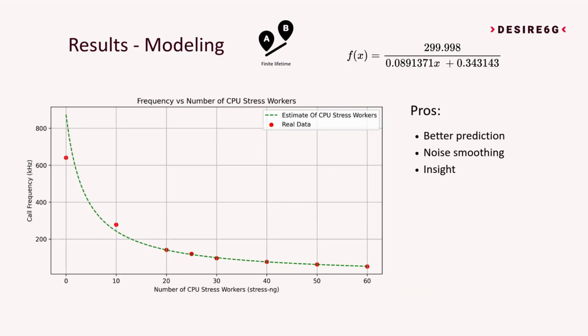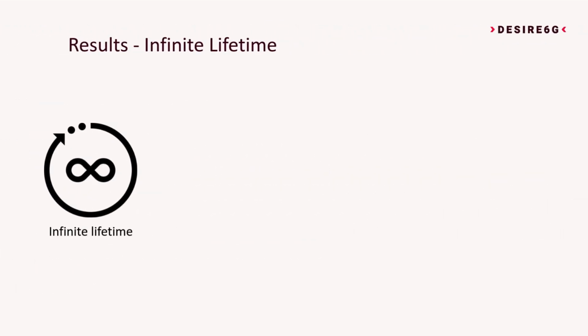Its key advantages include improved prediction accuracy, greater resistance to noise, and the ability to provide more meaningful insights into performance trends. However, it also has drawbacks: reduced precision at very low stress levels, and a higher computational cost compared to linear interpolation. In one of our first tests, as an example of an infinite lifetime program, we used L2 forward from PCAP++, a high-performance C++ packet capture and processing library.